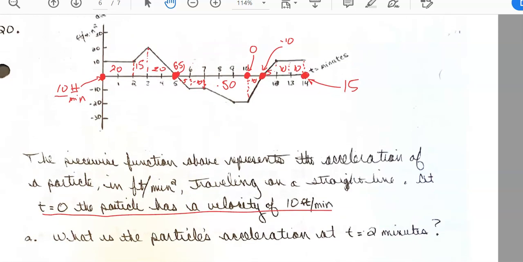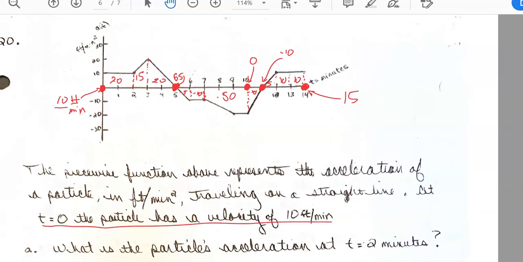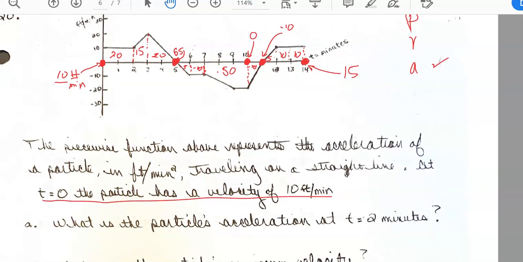So what the question is getting at, hopefully you have these now copied, is the idea that when we're dealing with position, velocity, acceleration, they gave us an acceleration graph. So certainly there's going to be a question about acceleration. That's part A. What is the particle's acceleration at the time of 2 minutes? If we go to 2 minutes, we can look at this graph and see pretty quickly and easily that it's 10 feet per minute squared.